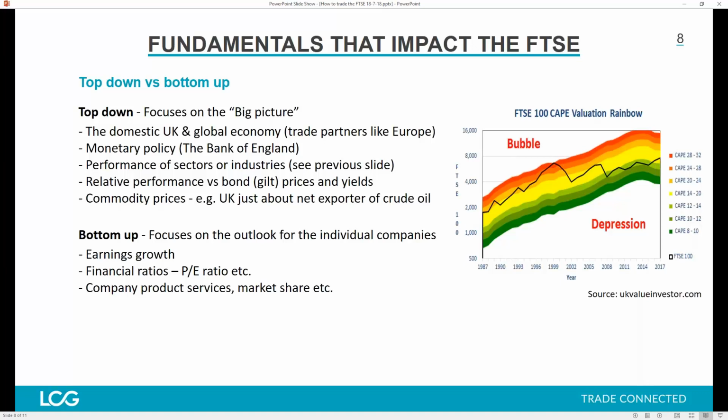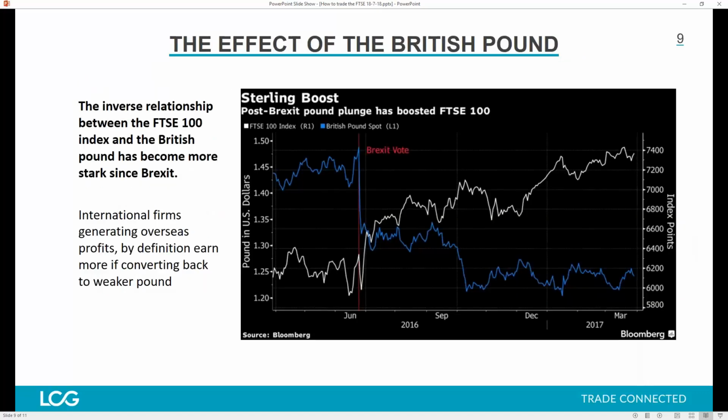And then the bottom-up is just looking at things like earnings growth, financial ratios, including the PE ratio, obviously. And this one that I've put in this chart on the side here, which looks quite groovy, I think, is the CAPE valuation. So it's sort of an alternative to the PE, if you like. But you can see that black line in the middle in terms of the value of the FTSE 100 since it was constructed. And where we sit at the moment, this chart's slightly out of date, but you can see we sit roughly in the middle.